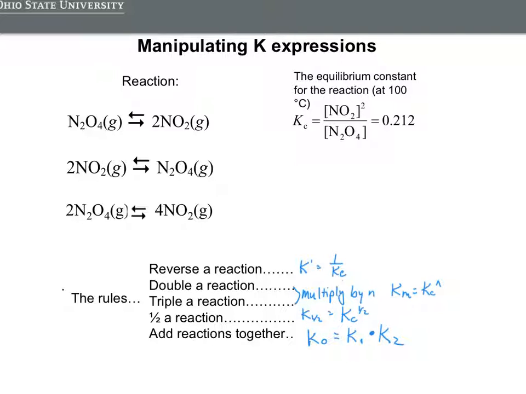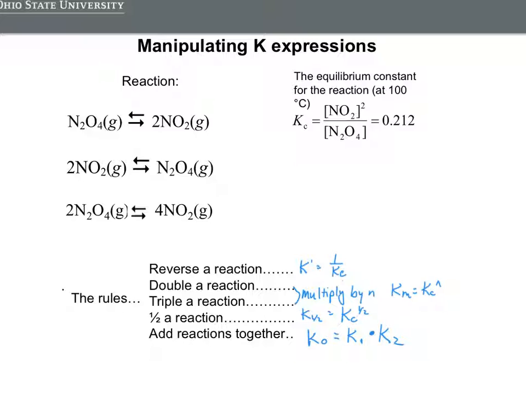When you multiply a reaction by a factor, you raise the equilibrium constant to that factor, to the power. So K_m, the multiplied reaction, is equal to K sub C raised to whatever factor you've multiplied, n. Same thing applies when you halve a reaction. You multiply by 1/2, essentially take the square root of K.